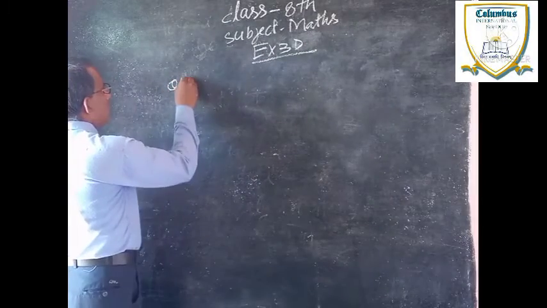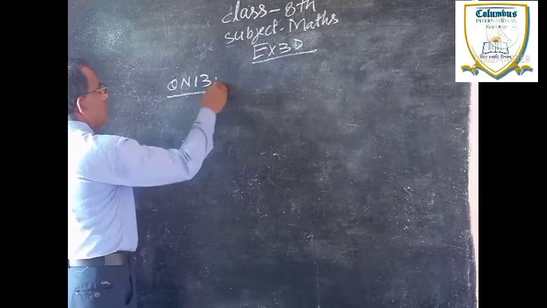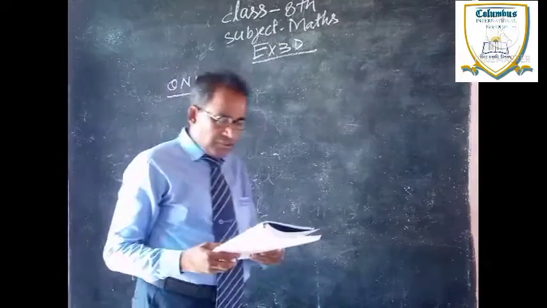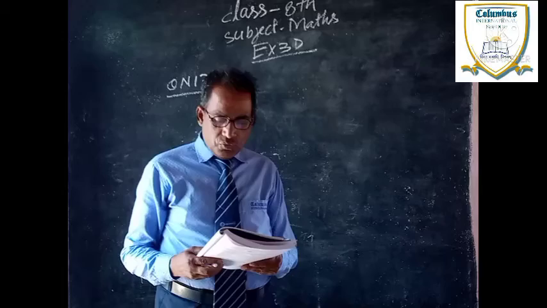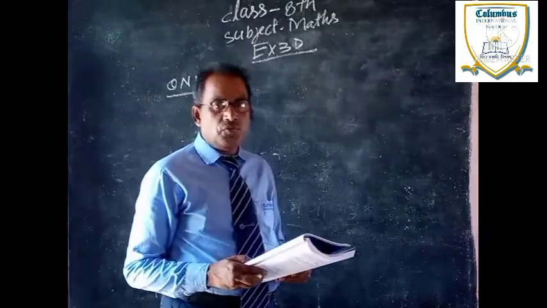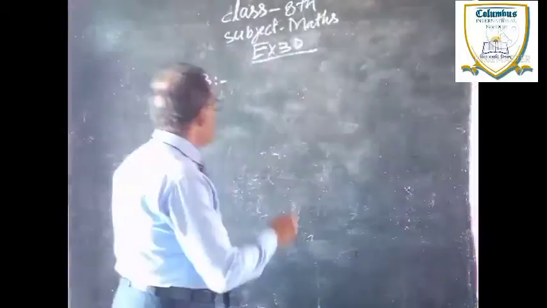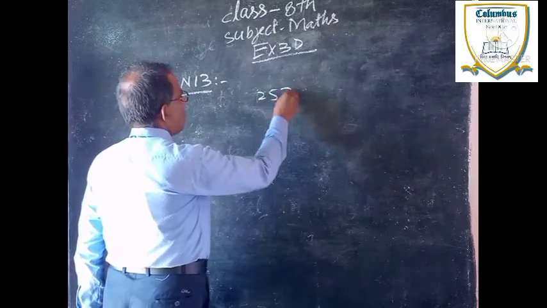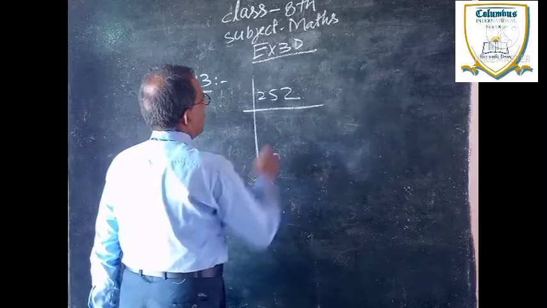Question number 13. Find the smallest number by which 252 must be multiplied to get a perfect square. First of all, we shall factorize 252 through the prime factorization method.